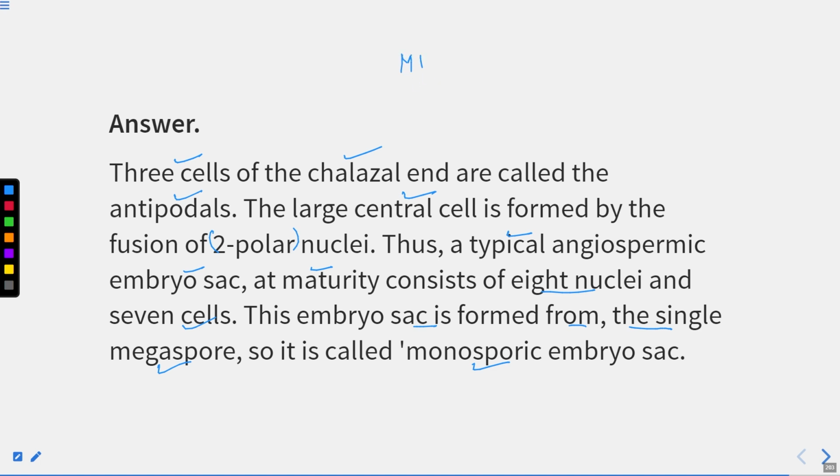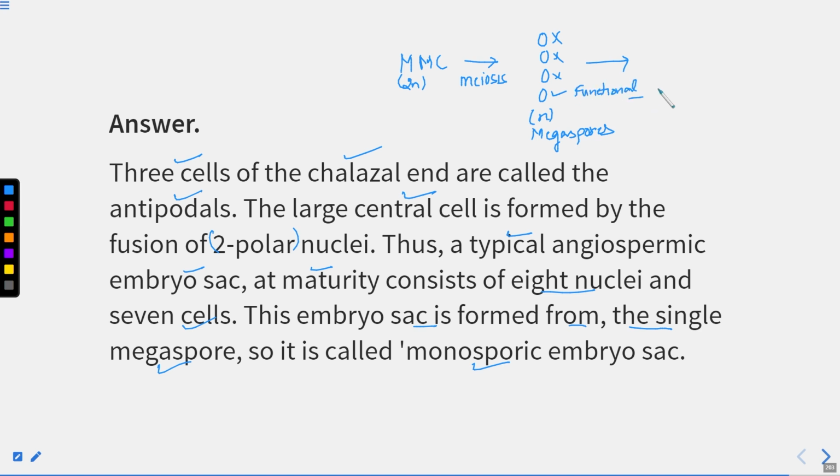From megaspore mother cell, with the help of meiosis, what happens? 4 megaspores are produced initially, which are haploid. So the mother cell is diploid. After meiosis, which is known as the reductional division, these haploid tetrads of the megaspores are formed. Then what will happen? Out of this, 3 will degenerate and the functional megaspore remains. So this is the functional one.